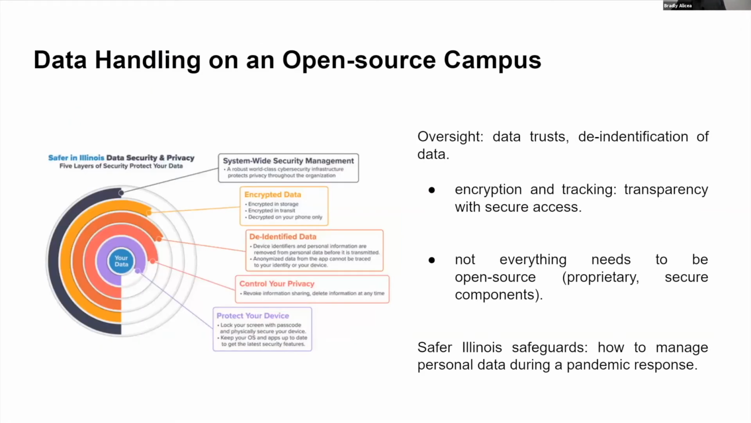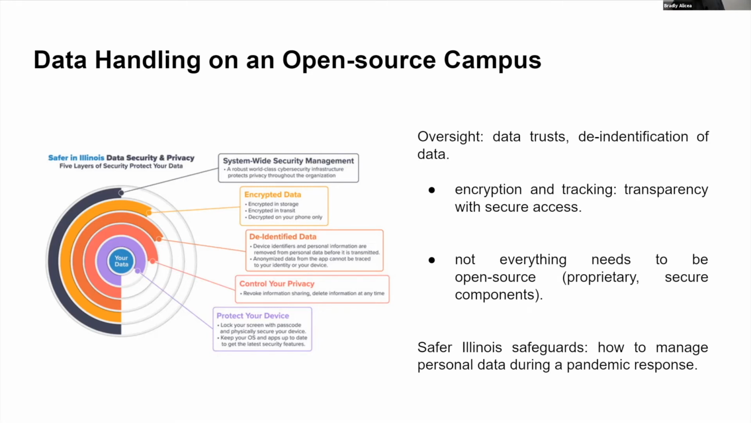So data handling is another issue. We have oversight, we have this ethical role, we have data trusts, we have the de-identification of data. And in the Safer Illinois app, we have a schema for this. As you can see on the left, there's an encryption schema, a de-identifying data schema, and a way to control your privacy. So we've thought very long and hard about this process. This is the governance structure that we're using for our open source campus, and these are safeguards on how to manage personal data. This is speaking to the Safer Illinois application, but it can be considered more broadly.